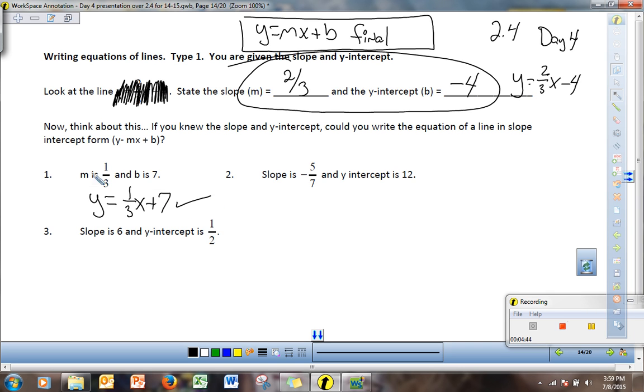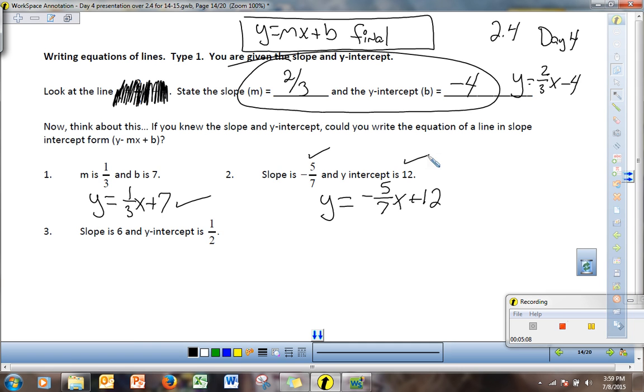Our goal is to have it look like that at the very end. Number 2, my slope is -5/7 and the y-intercept is 12. Y equal. You got to have that y equal, otherwise it's not a line. y equal negative 5/7 x plus 12. So your goal is to know the slope and the y-intercept.